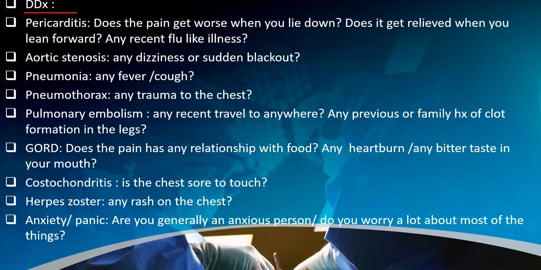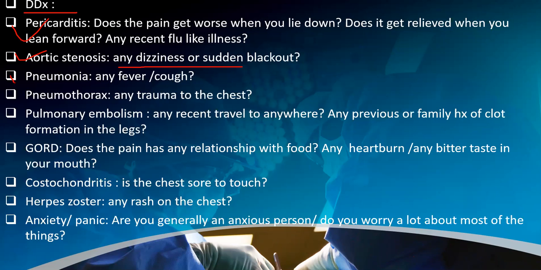Then for aortic stenosis, remember the triad: chest pain, shortness of breath, and syncope. So just one thing you are left with: any dizziness or sudden blackout. You already asked chest pain, you already asked shortness of breath. That covers your CVS DD.